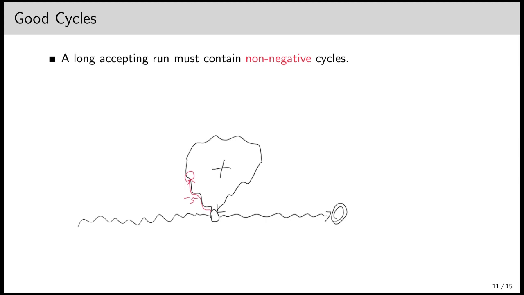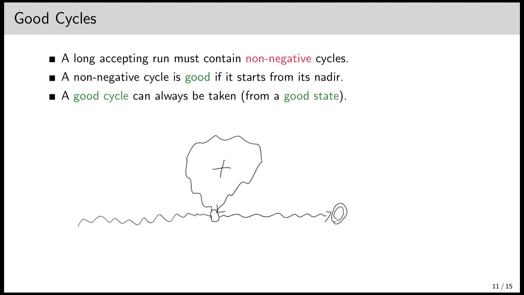We can't move these cycles because other parts of the run might not have sufficiently large counter value to take the negative prefix. However, cycles that start in their nadir, their minimal counter phase, can be moved around freely, as they can even be taken with counter value 0. We call these good cycles, and states that admit good cycles are good states.